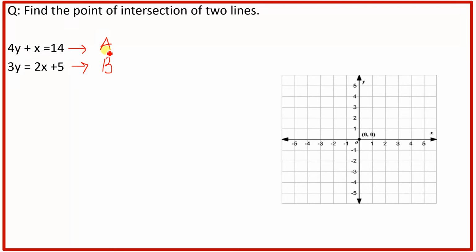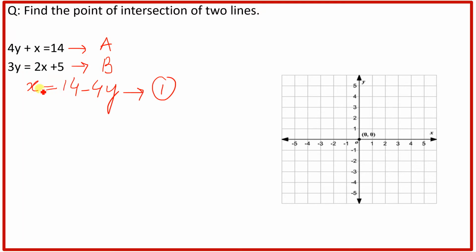Our equation A is 4y + x = 14. If I solve for x from this equation, x will equal 14 minus 4y, and I will call this equation 1. So this is the value of x from equation 1. X remains the same on the left-hand side, 14 remains the same on the right-hand side, but we take the positive 4y to the right-hand side, so the sign changes. X = 14 - 4y.